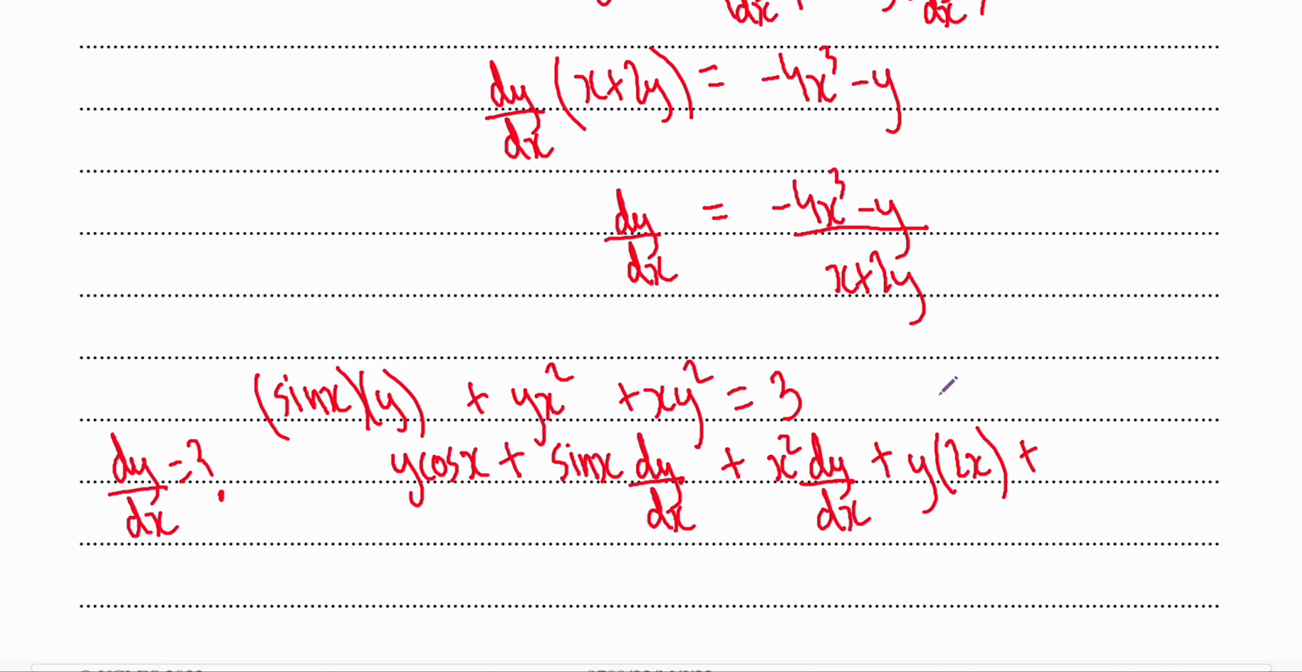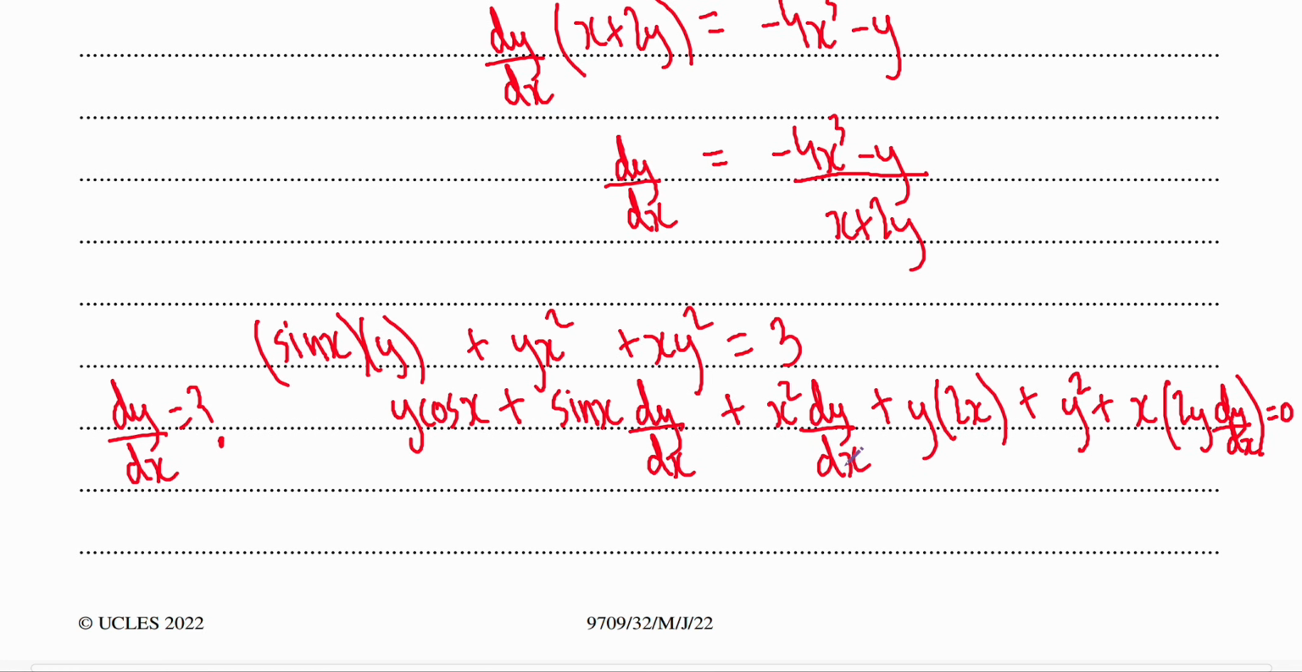And then again, the product rule. So the derivative of x with respect to x is just 1. So you're left with y squared. Plus, x times the derivative with respect to x of y squared is going to be 2y dy by dx. And this is equal to 0, of course, because the derivative with respect to x of 3 is just 0. Well, you can see you have dy by dx over here.